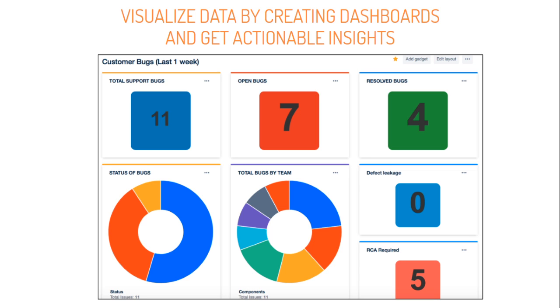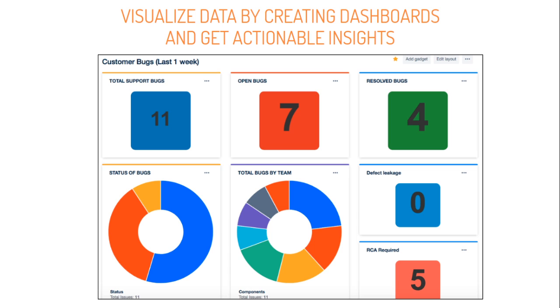To decrease customer bugs, you also need to create a visual dashboard. You need a dashboard wherein you can always go back and see how many issues were created, how many are open, how many are resolved, and which team had how many bugs leaked. You need this to get insights on the trends in customer-reported bugs.